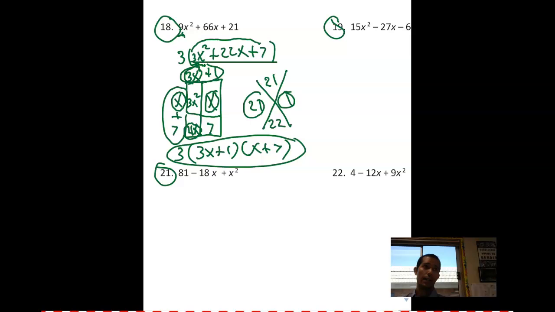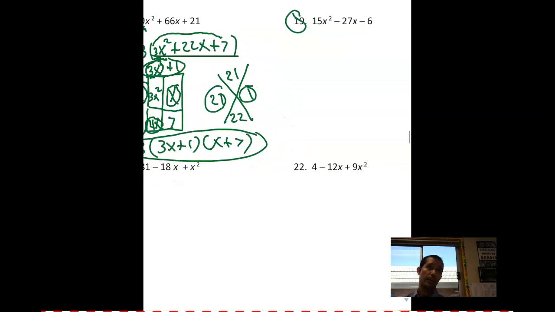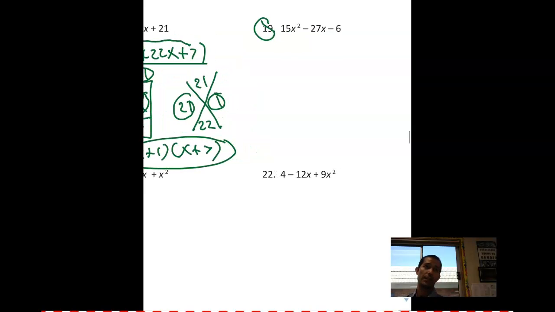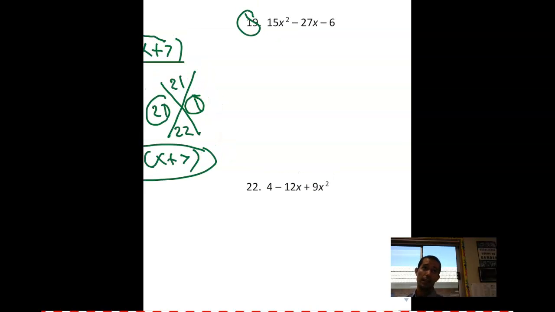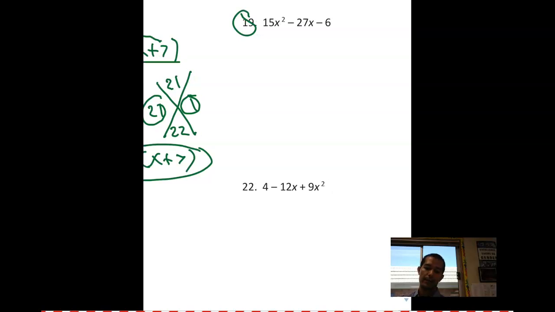All right, so that was 18. So I'm going to do 19 and 21. For 19, I'm thinking, what's the biggest number that goes into both 15, negative 27, and negative 6? That would be 3. So the first step is to always take out the GCF. So I'm going to take out the GCF, which is 3.